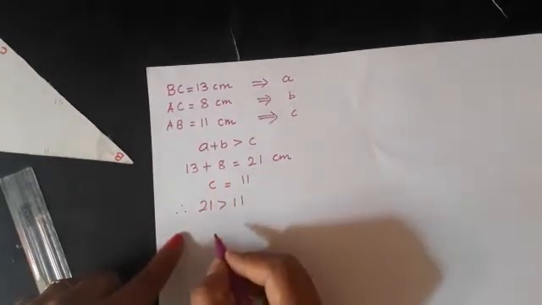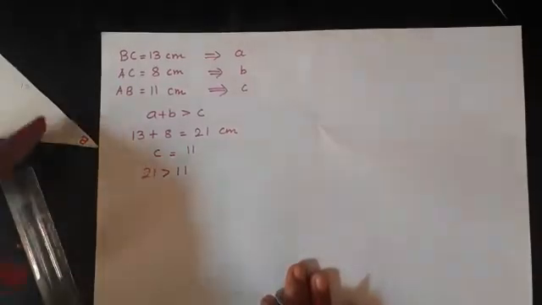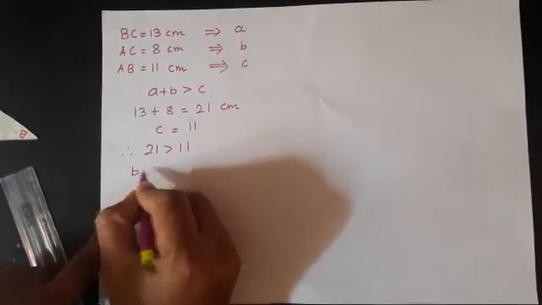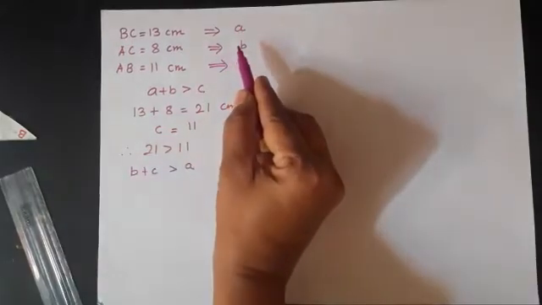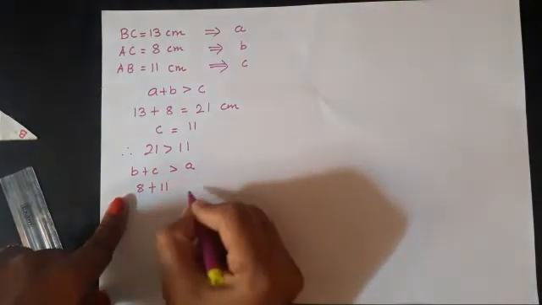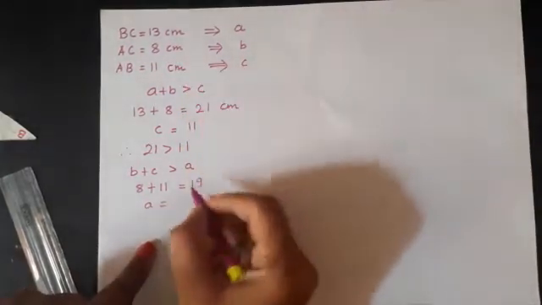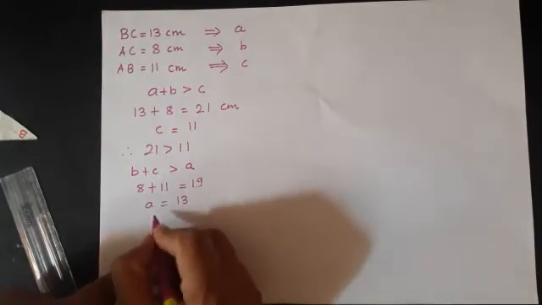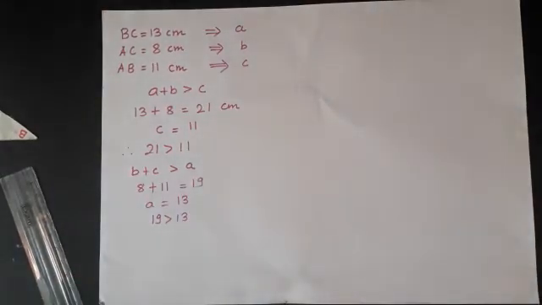Now let us take another combination of the other two sides. I'll add b plus c. So b plus c is greater than a. So b is equal to 8 and c is equal to 11. So the total is 19. Now the length of side a, which we have measured, is 13. So you can see the sum is greater. 19 is the total. The sum of the two sides is greater than the third side.